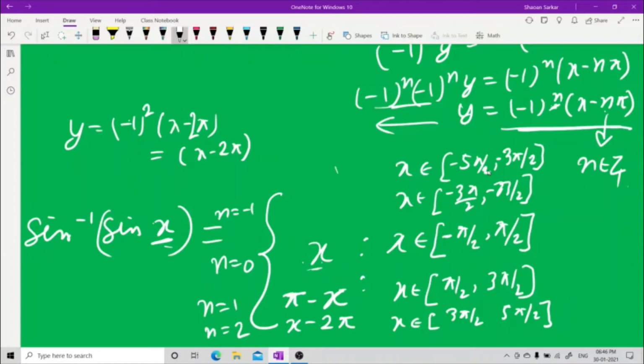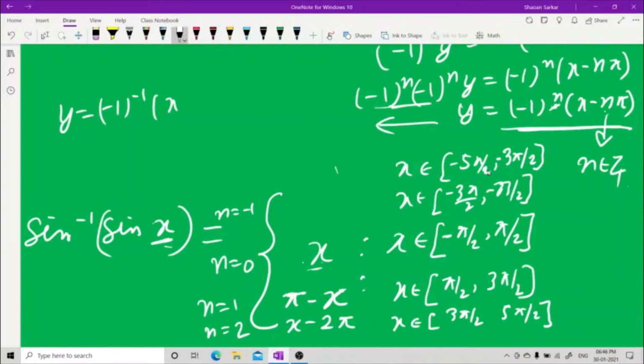This is the position of n equal to minus 1. Put n equal to minus 1 here. Y equal to minus 1 to the power of minus 1, x minus minus 1 π. So you get minus 1 and x, this is minus 1 π. Yes, so plus π. So you get minus x minus π.